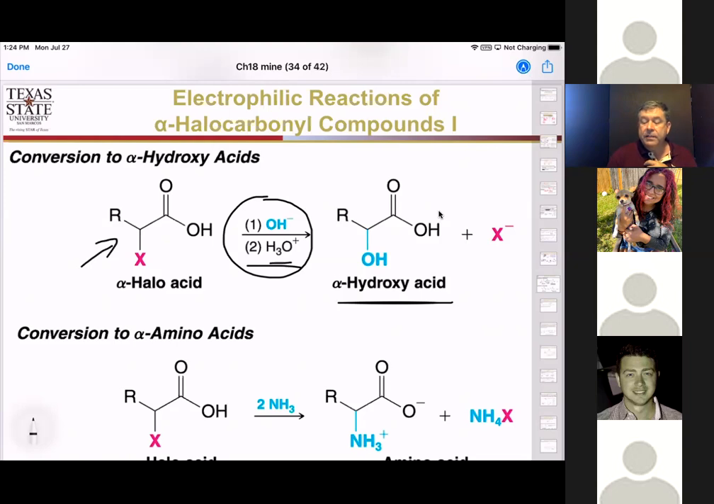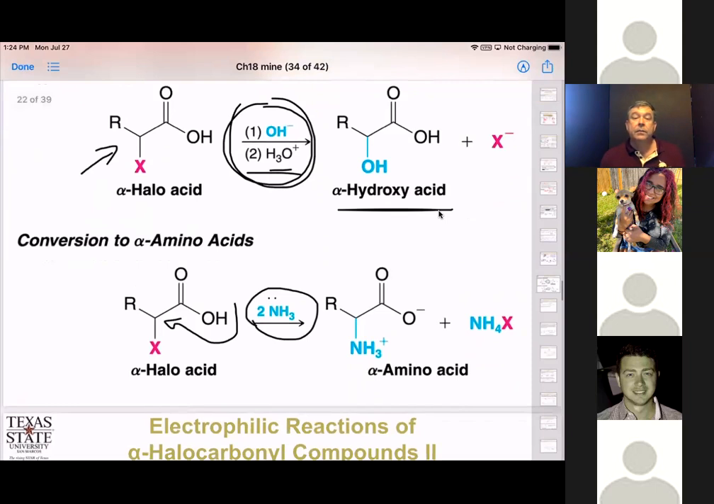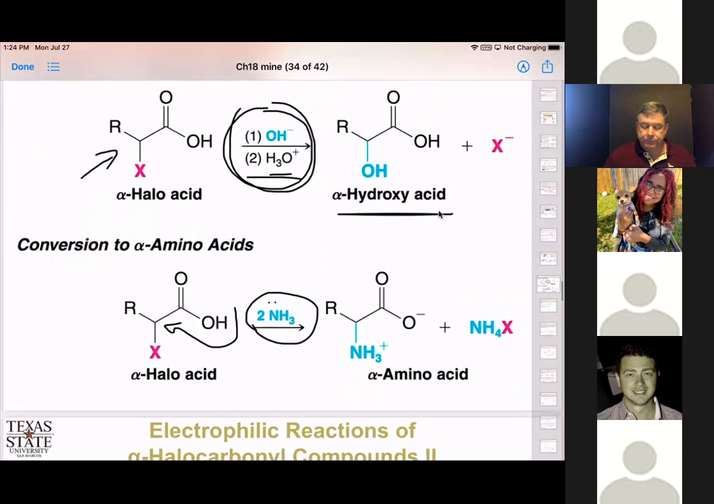Now, we can displace it with any nucleophile. So instead of using hydroxide here, if we use two equivalents of an amine, the lone pair on the nitrogen acts as the nucleophile, and we can actually generate amino acids. And of course, amino acids are used a lot in biological systems. And so we'll see a lot of ways to make these alpha amino acids, because it's on that alpha carbon. All right, questions on this substitution so far?